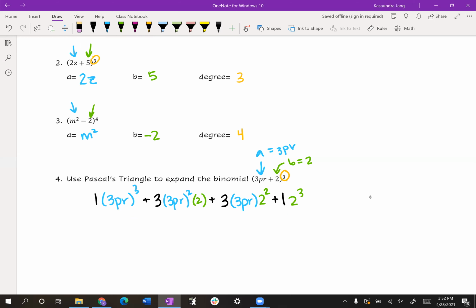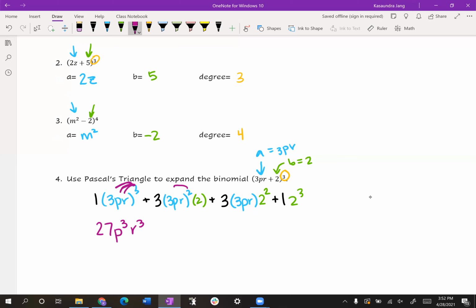I do need to simplify though. So make sure that you cube each of these. 3 cubed, so 27, p cubed, and r cubed. All times 1. Do I really need to multiply by 1 though? I might as well just leave it. 27, p cubed, r cubed.